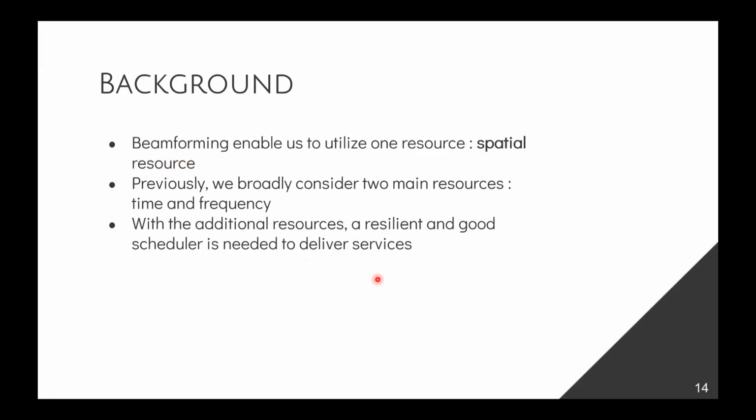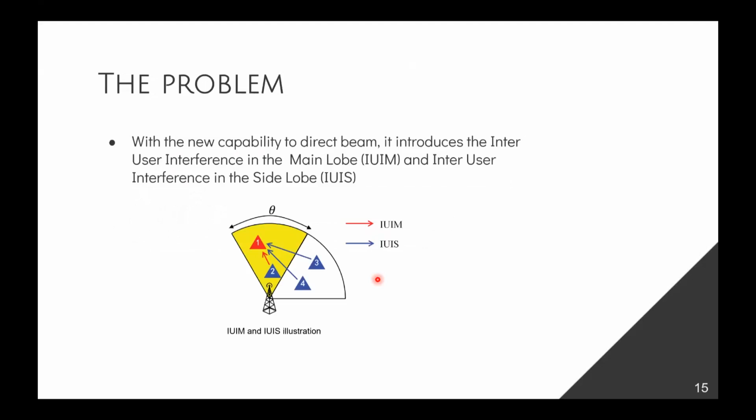With the additional resources, there is a need for a resilient and good scheduler to deliver the best services we can for the user. But the problem is, with the new capability of directed beam, it introduced a new interference type, that is the inter-user interference in the main lobe and also the side lobe. As we can see here, user 1 gets an interference on the main lobe from user 2, and also gets the side lobe interference from user 3 and user 4. That is the main issue of beamforming, and that is discussed in this paper.